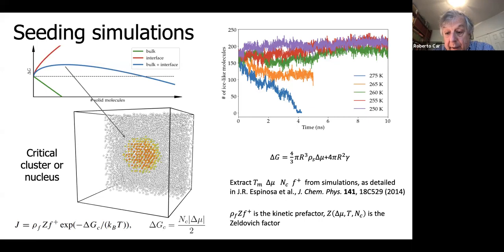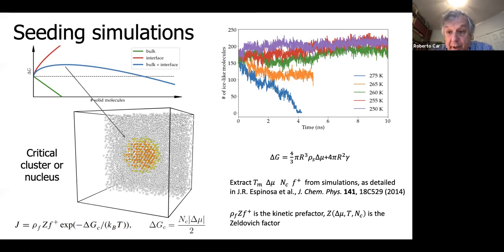The R to the cube, I cannot see, well, doesn't matter. The R to the cube gives the dependence on the volume of the nucleus that is supposed to be spherical, and R squared gives the dependence on the surface. It is a cost of free energy because of the mismatch between the solid and the liquid at the interface, but for sufficiently large volume, the bulk stable phase will gain.